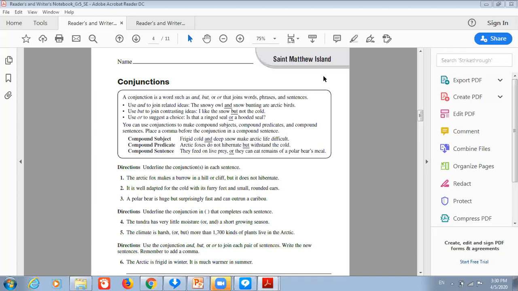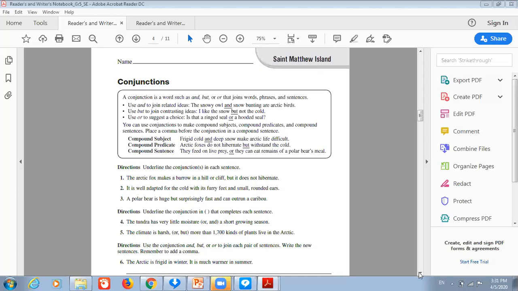You can use conjunctions to make compound subjects, compound predicates, compound sentences. And don't forget, you have to place a comma before a conjunction in a compound sentence. Right? We see the examples. Let's see the exercise. Underline the conjunction in each sentence.